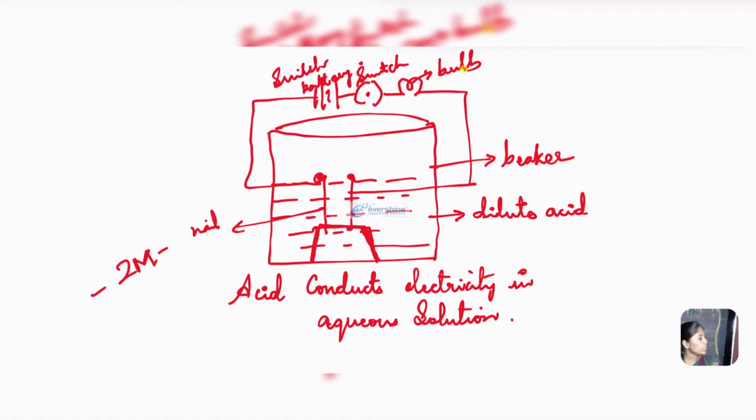So this is a diagram showing acid conducts electricity. In this also they will ask why acid conducts electricity, and to draw a neat diagram showing acid conducts electricity in aqueous solution. Directly you can't pass electricity through acids. We can pass electricity through a dilute solution of acid.